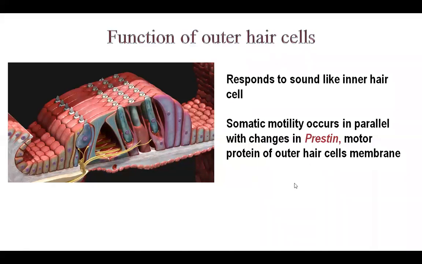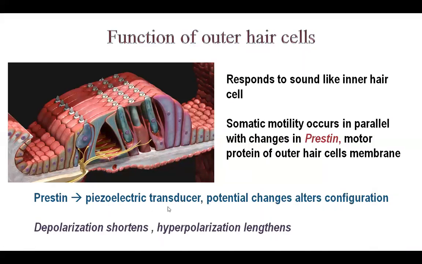So what exactly is prestin? Prestin is a piezoelectric transducer, meaning the size of this protein would change depending on the potential changes. Whenever depolarization occurs, the prestin will undergo conformational changes and will shorten up, whereas whenever hyperpolarization occurs, it causes lengthening. So for depolarization, the outer hair cells will shorten. For hyperpolarization, the outer hair cells will lengthen.